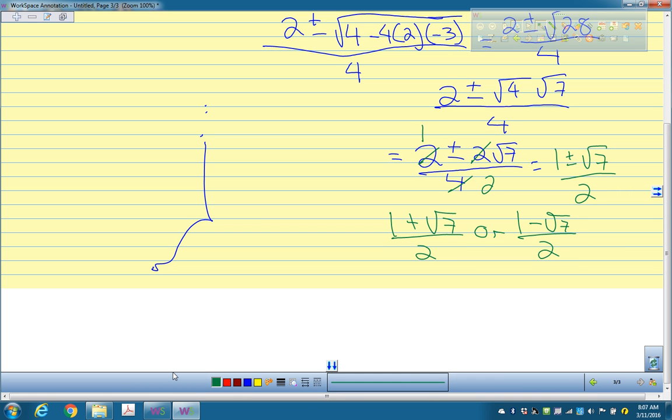Okay? So there's a lot of steps to simplifying your answer. If you wrote 2 plus or minus the square root of 28 divided by 4, I'd probably take off the point and tell you to simplify it. Okay?